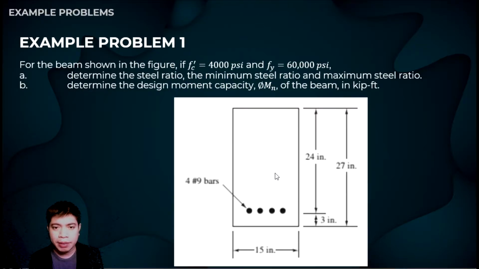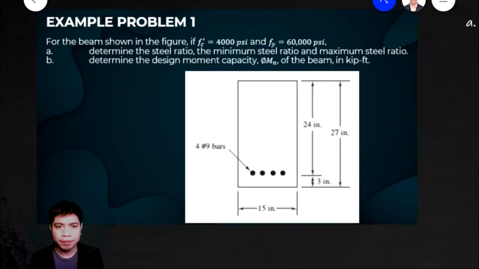Okay, so sa ating beam guys, meron ditong cross-section ng beam. So yung ating width ng beam ay 15, yung effective depth ay 24, tapos meron tayong concrete cover na 3 inches, tapos 27 yung total depth ng ating beam. Tapos meron tayong apat na reinforcing bars na number 9 bars. Okay, so take note English guys yung ating problem. Okay, so now let's solve this problem. So dito tayo sa whiteboard.